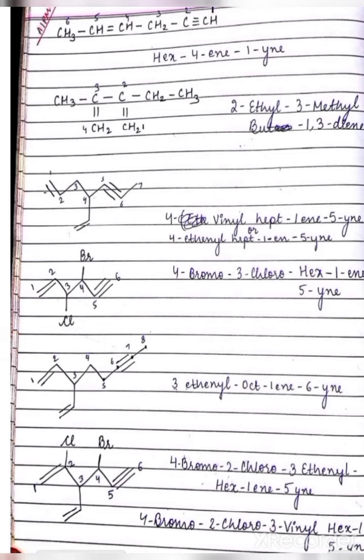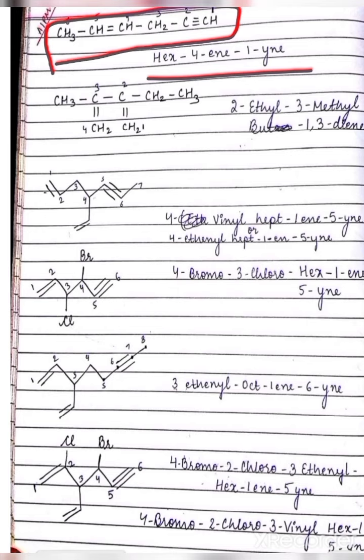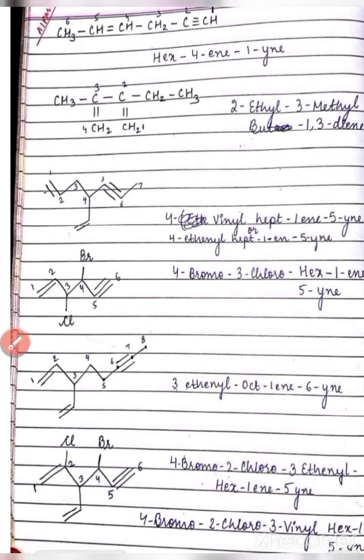Now let us look at more examples. This one has come in AIPMT. I guess its numbering is easy. It will start from right hand side only because first unsaturation is there only. Here there is no triple or double bond. So that's why accordingly the name is given. In this, our principal carbon chain would be this, because this is the only chain which contains both the double bonds.